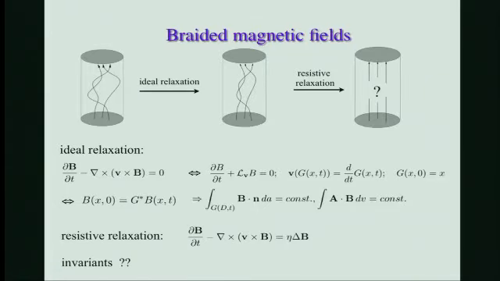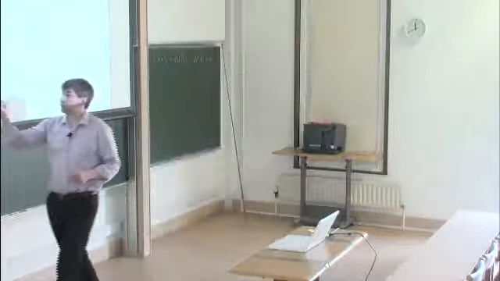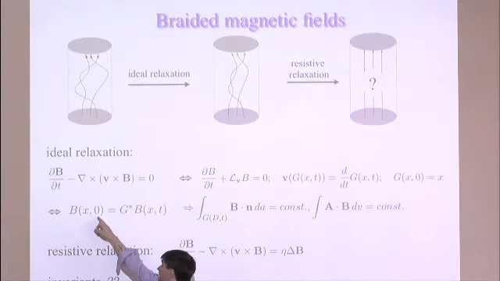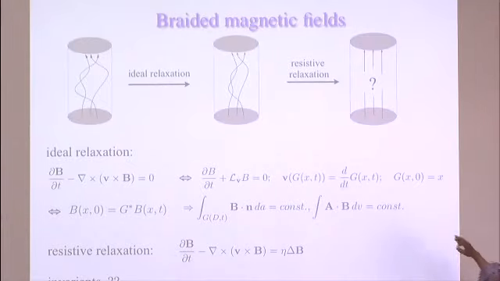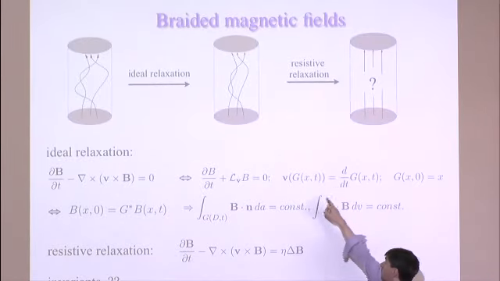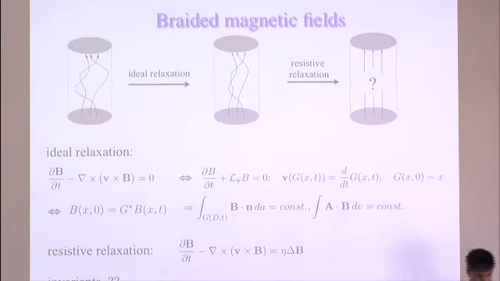We have an ideal induction equation, which, if you are a mathematician, you would probably write with the Lie derivative. And then one can see that the magnetic field at time 0 is just the pullback of the magnetic field at the time t under an isotopy g, which is given by the flow of this velocity field.